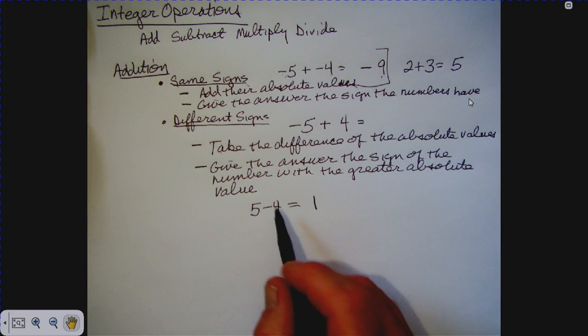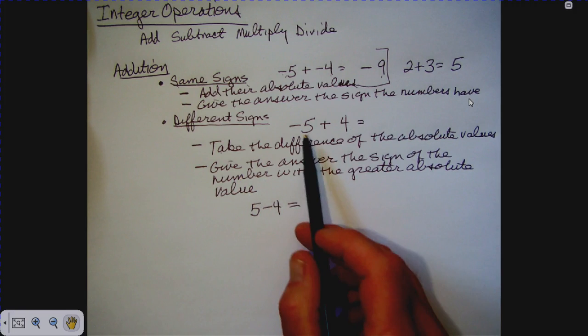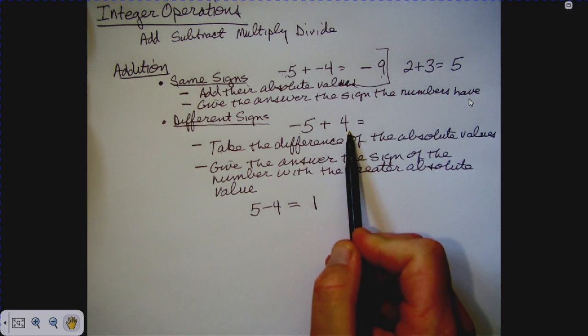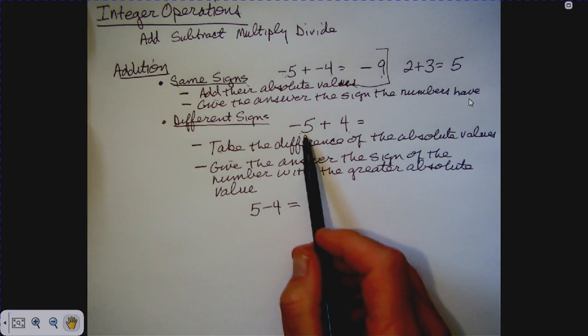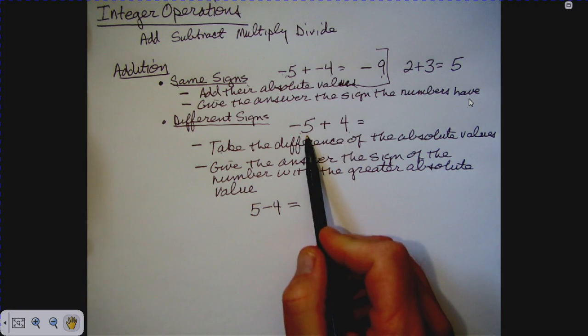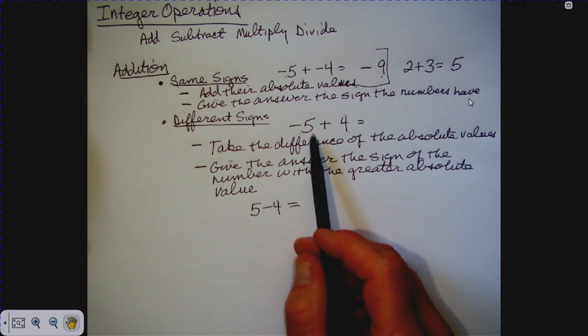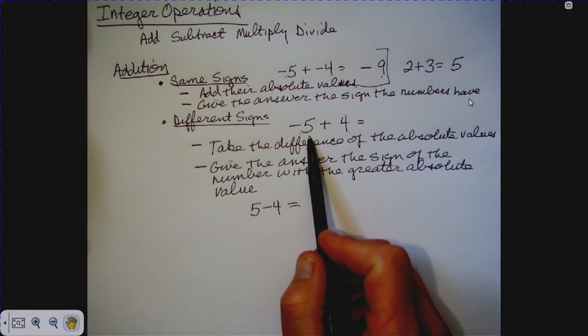And then I go back to the second part to see what sign to give this answer 1. And so it says, give the answer the sign of the number with the greater absolute value. Well, I have a negative 5 and a 4. Which of those has the greater absolute value? And the answer is negative 5. The absolute value of negative 5 is 5. The absolute value of 4 is 4. 5 is bigger than 4. Or another way to look at it, the easier way, is look at the two numbers, ignore their signs, and which is bigger?